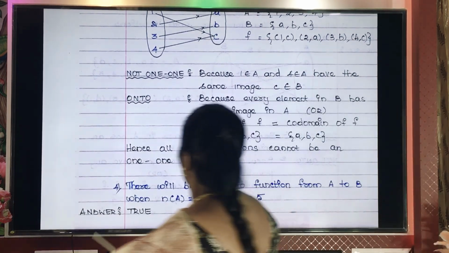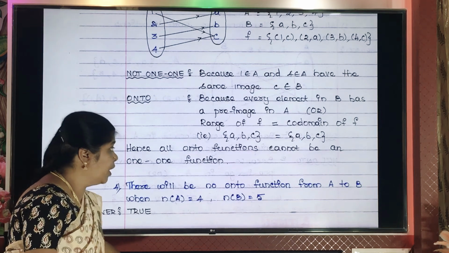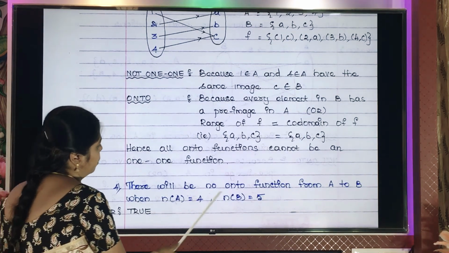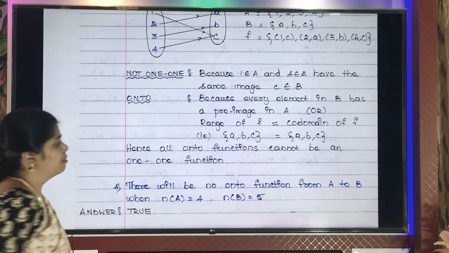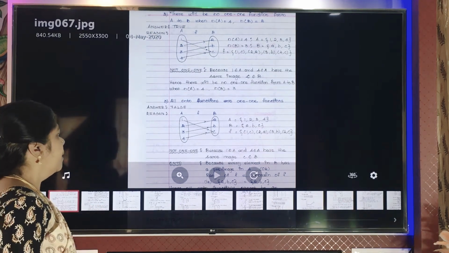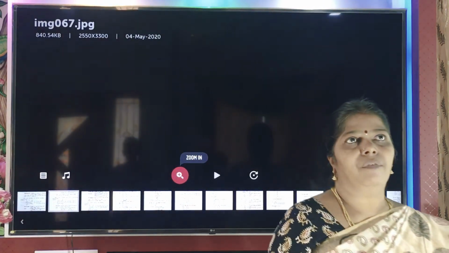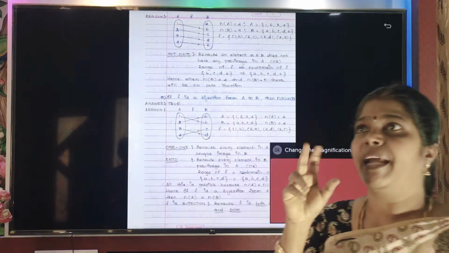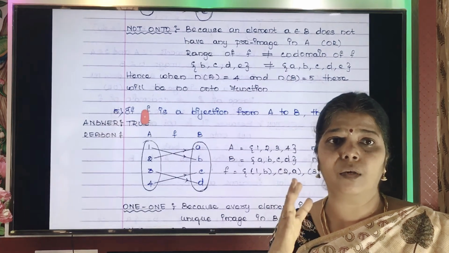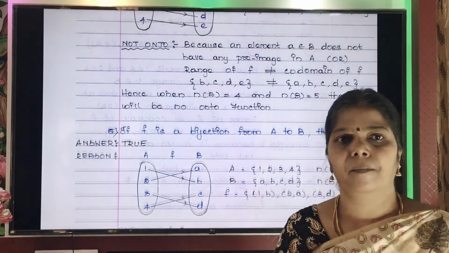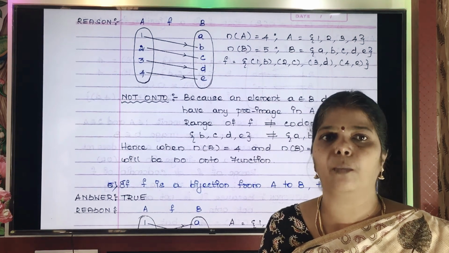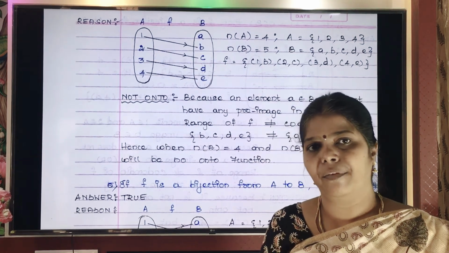Fourth question. There will be no onto function from A to B when the cardinal number of A is 4 and cardinal number of B is 5. This is also true. Why? Because we have seen, based on the cardinal numbers of two sets, how a function can be one-to-one. We have seen, just now we have seen. Now again, using the same cardinal number concept, we are going to check whether this is an onto function.